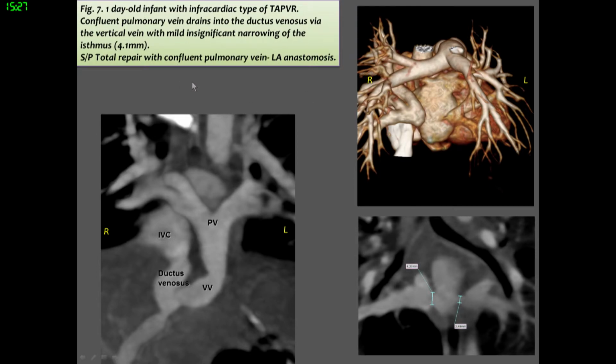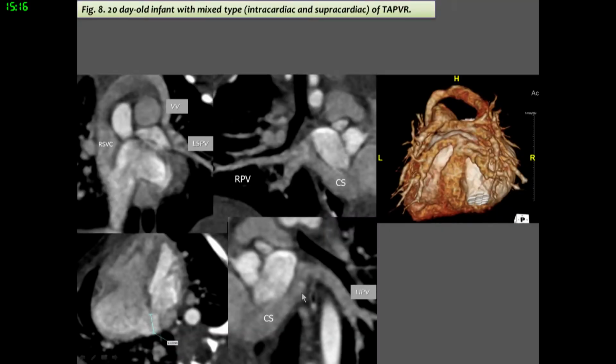Infracardiac type of TAPVR is almost always obstructive due to extrinsic compression of the diaphragm or pulmonary venous drainage via the hepatic sinusoids. The next case is a 20-day-old infant with mixed type of TAPVR. Accurate diagnosis of mixed type of TAPVR is difficult.